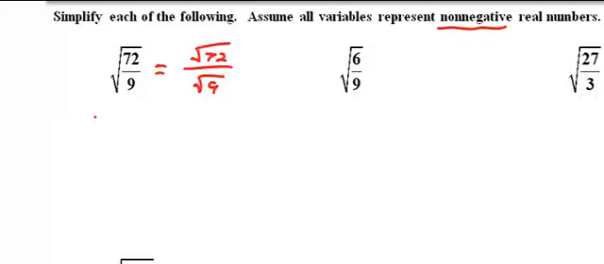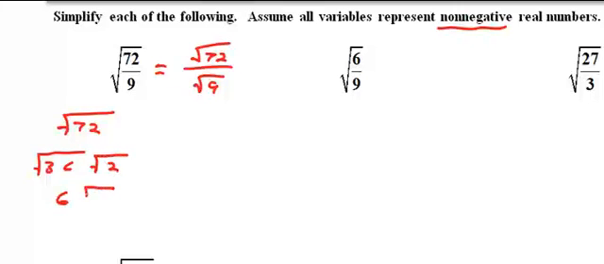Let's take a look at the square root of 72. Well, the largest perfect square is 36. It goes in 2 times. And so we get 6 times the square root of 2. So let's replace the square root of 72 with 6 times the square root of 2. And in the denominator, we've set it up so it is a perfect square. We have the square root of 9, which is 3.